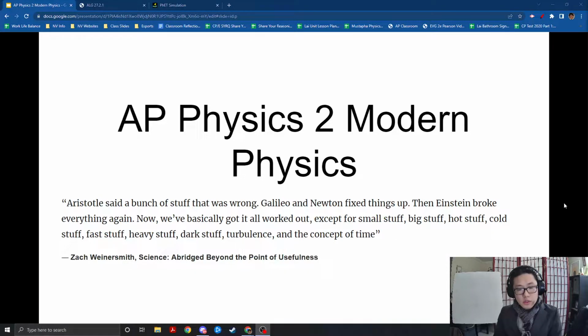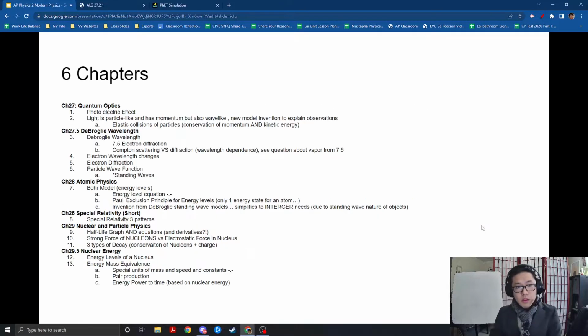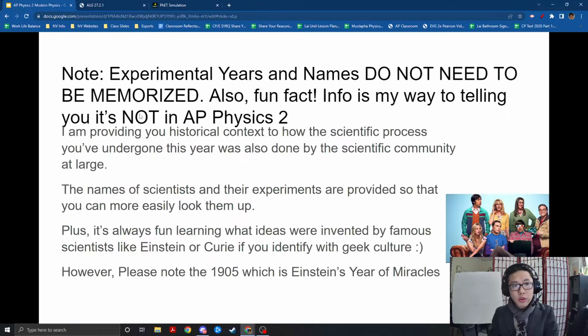So, this asynchronous unit is going to be broken up into, I believe, 6 chapters, although one of them is extremely short. And each one of them is going to help us dig deeper into the main effects of what is known as quantum mechanics. So, today we're going to be looking at this first topic called quantum optics, which is observations about the photoelectric effect.